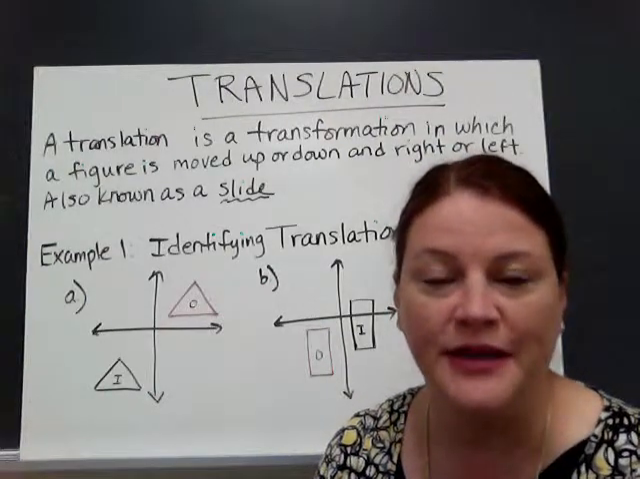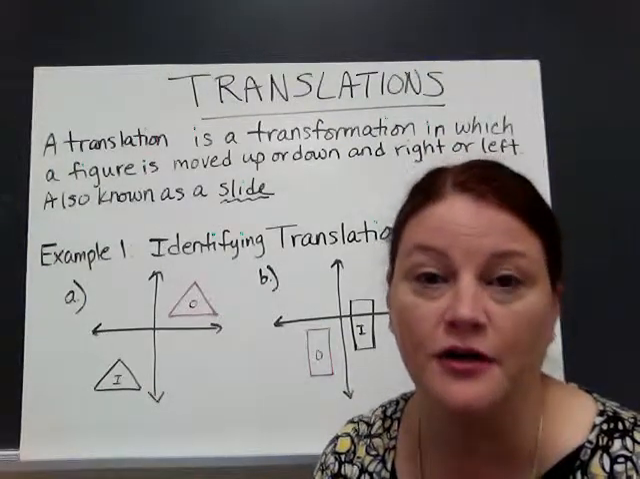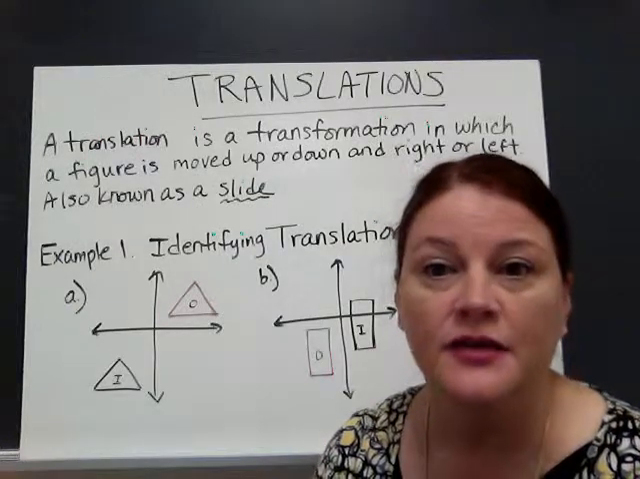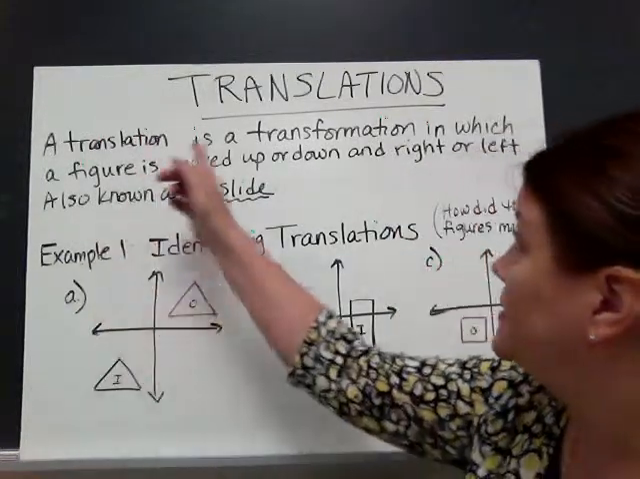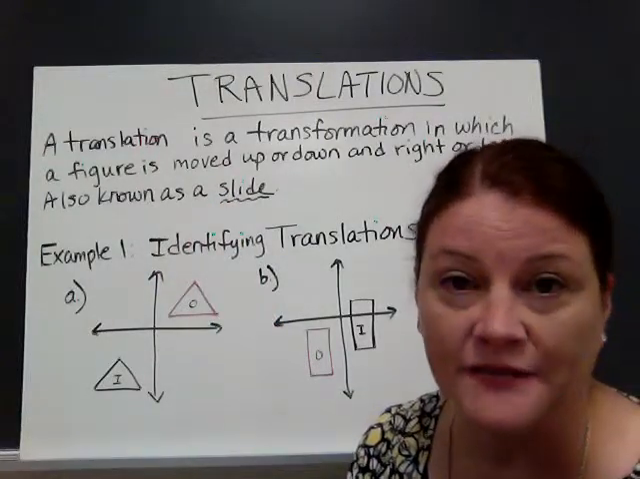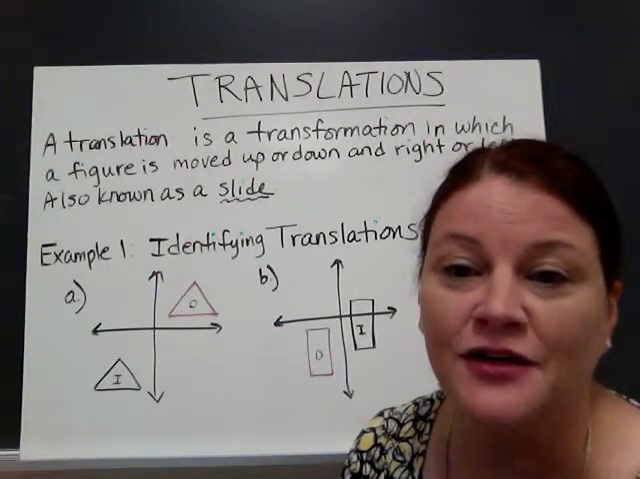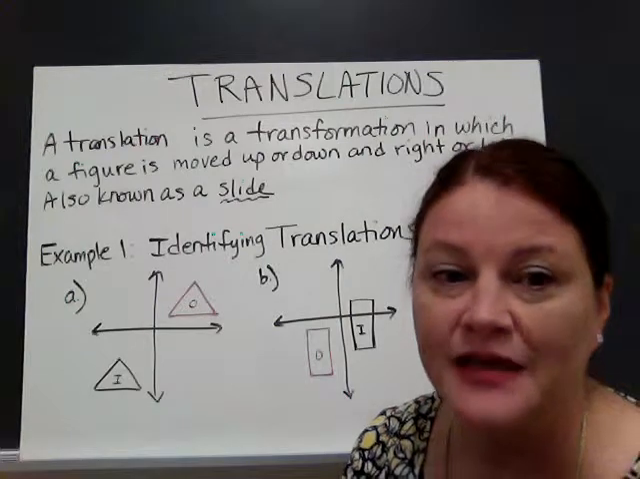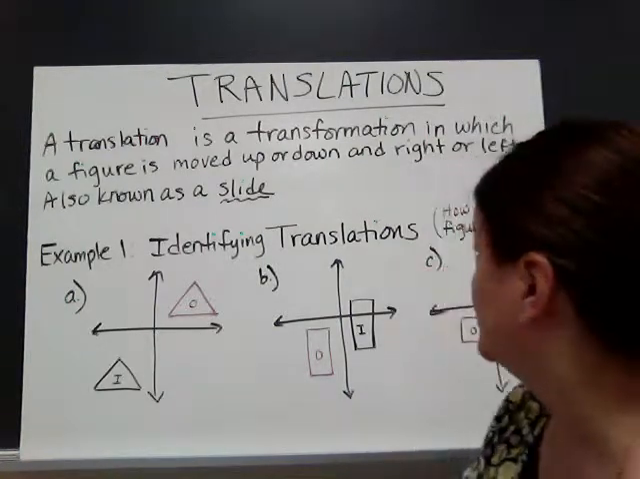Today we're talking about a type of transformation called a translation. A translation is a transformation in which a figure is moved up or down and right or left on the coordinate grid. It's also known as a slide. Let's look at identifying translations.